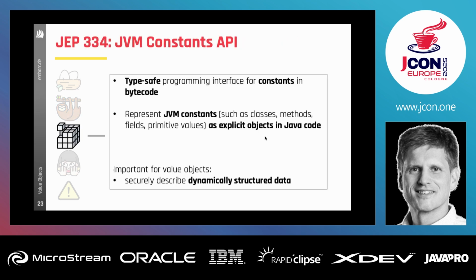The third one is JEP 334. It's called JVM Constants API. So they also started a new API for type-safe programming with constants in the Java bytecode. And all of them are quite fundamental for value objects.